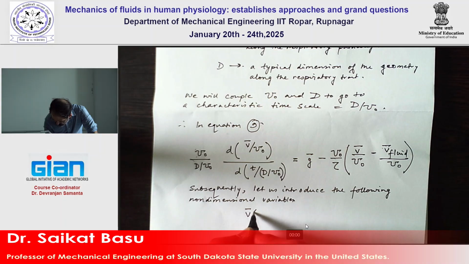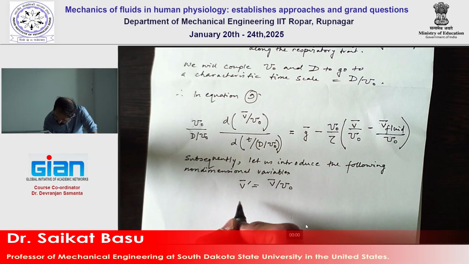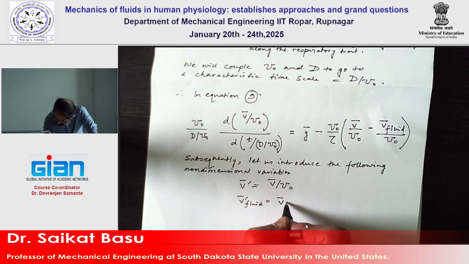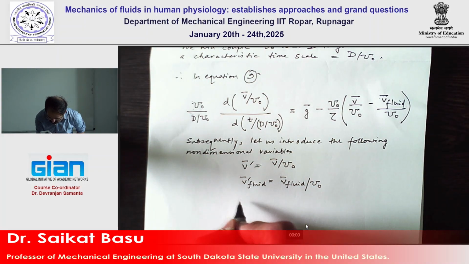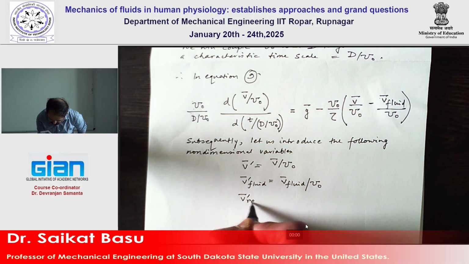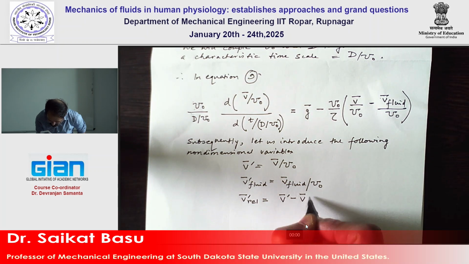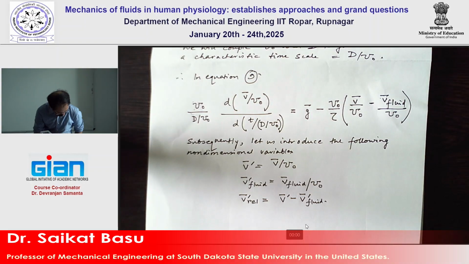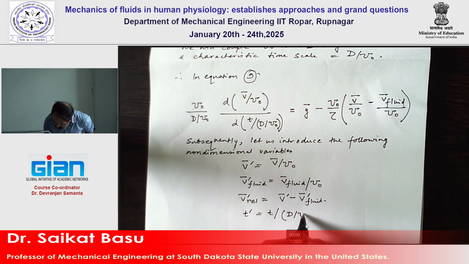So V bar prime is V bar over U naught. Then we need a V bar fluid, which is V bar fluid over U naught. If we want to use the V relative formulation, we need that as well. So V rel prime is V bar prime minus V prime fluid. What else do we need? We need the T prime as well, which is T divided by D over U naught.